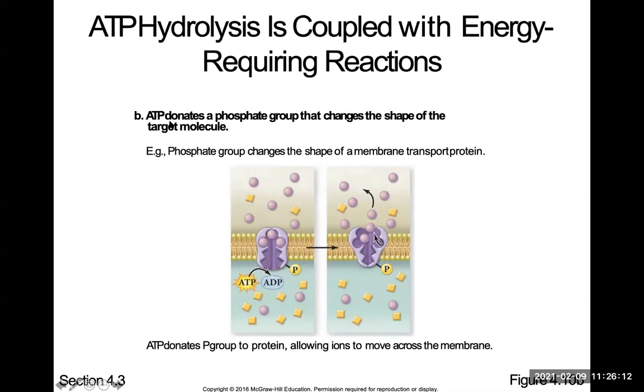So ATP donates a phosphate group that changes the shape of the target molecule. So what does this mean? Last time we looked at the plasma membrane. So I want you to pay attention here. You see the hydrophilic heads, and then you see the hydrophobic tails. If you remember, I said this phospholipid bilayer creates a different environment inside the cell versus outside the cell.